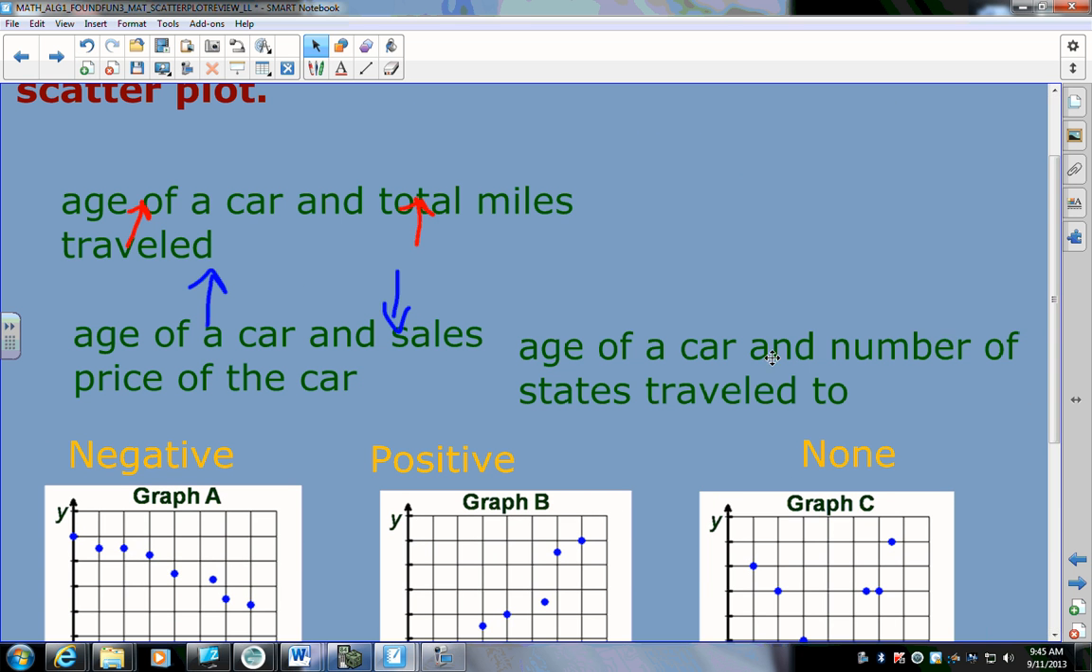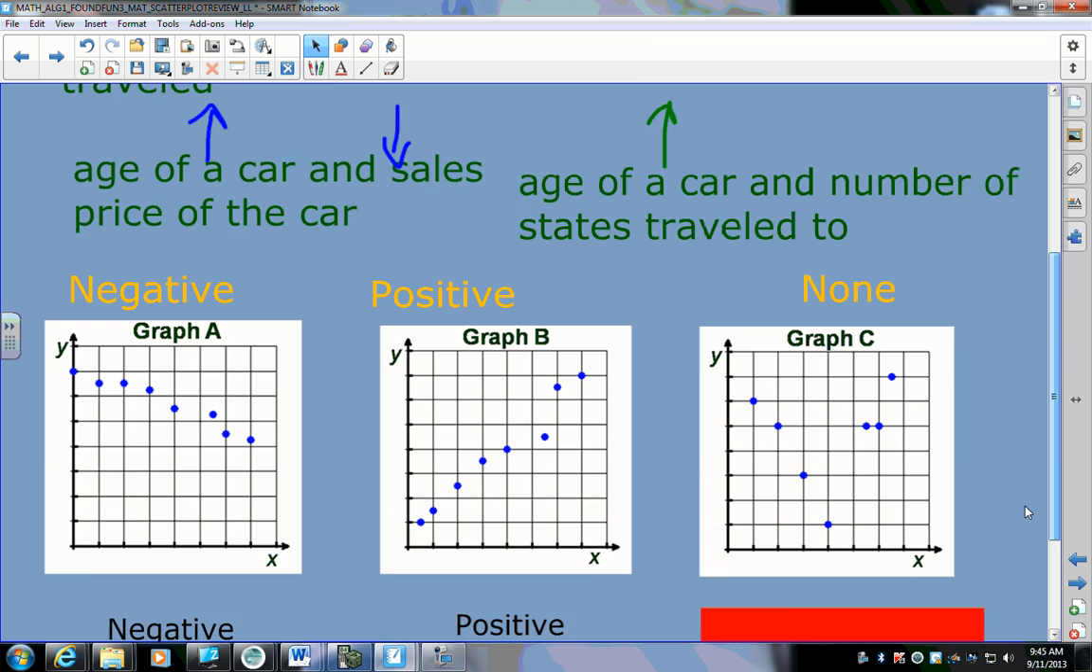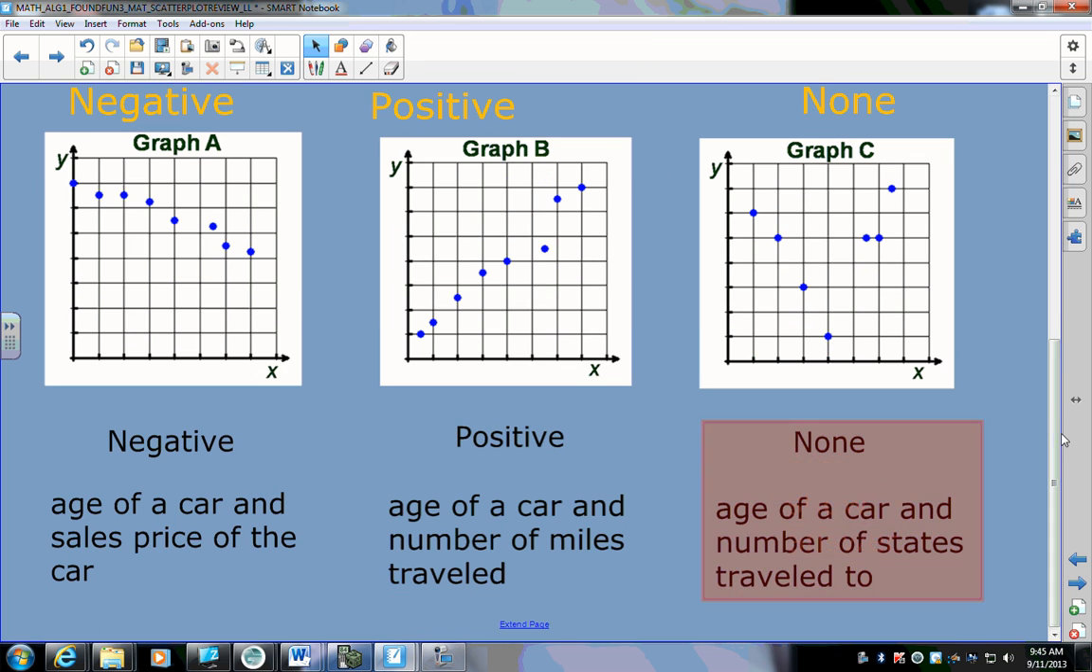Now, the next one says the age of the car, so the older the car, the number of states it's traveled to. Just because a car is older doesn't mean that it went to different states. Somebody could have an old car and they never left the city of Houston. Heck, the city of Houston is like its own state, I guess. So, graph C is the one with no correlation, the age of the car and the number of states it's traveled to.